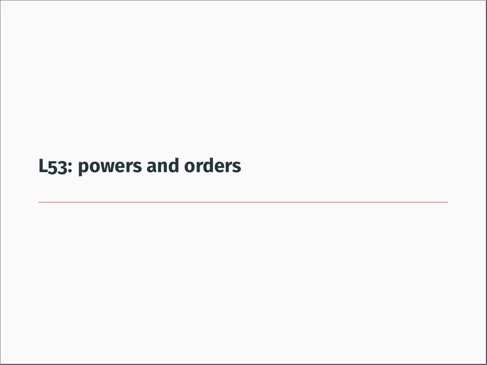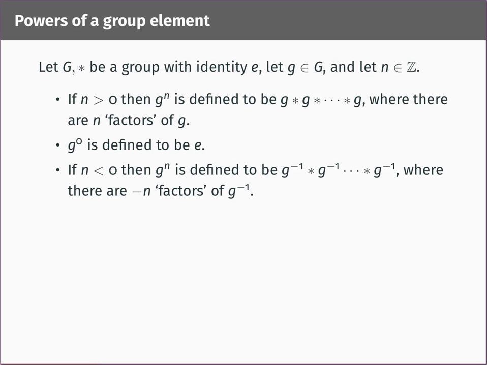We're now going to generalize some of the results about powers and orders that we introduced for permutations to arbitrary groups. So here is the definition. We take a group G star, like this, with identity e, and we let lowercase g be an element of this group, and n be an integer. We're going to define the power g to the power n.